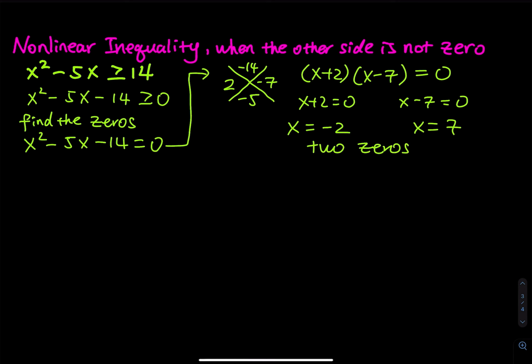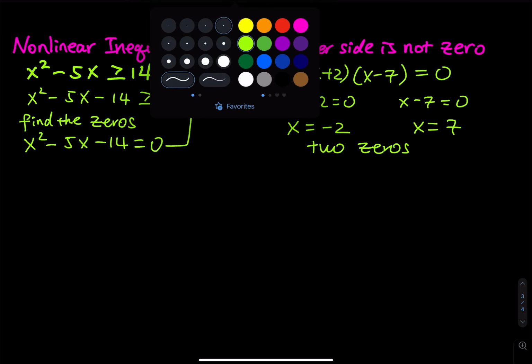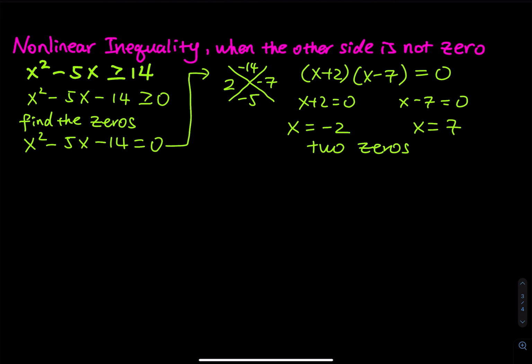The next step is to build a number line. Let's change to a different color. For a number line, I'm going to draw a straight line and place the zeros on it. One is negative 2, the other is positive 7. That breaks the line down into 3 pieces, since you have two cuts. So this is the first interval, the second, and the third interval. Let's draw those intervals.